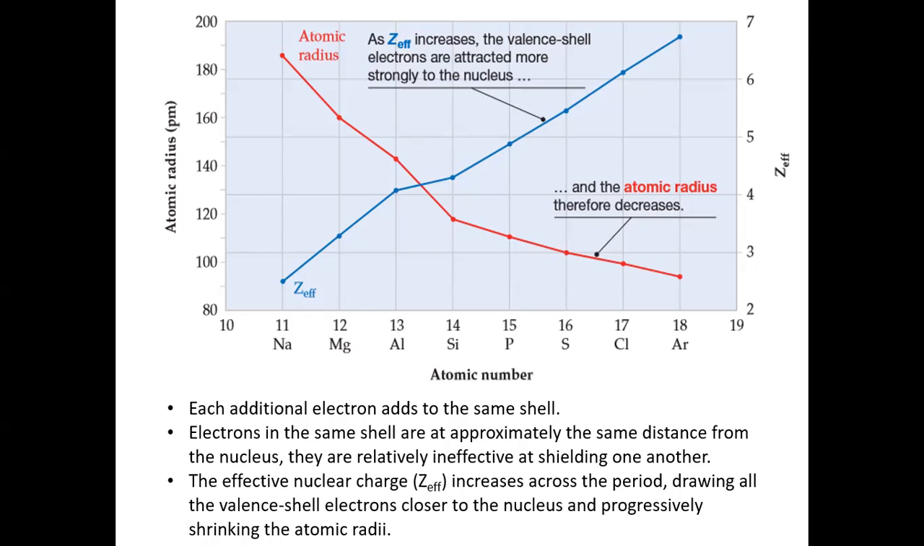So what we're seeing from sodium to argon is that the pull of the nucleus is getting stronger and stronger. And as that is happening, the atomic radius is getting smaller and smaller. Next slide.